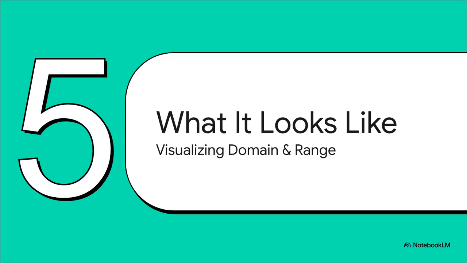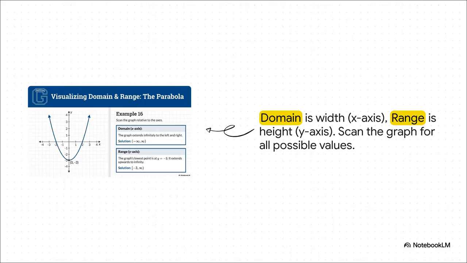Okay, we've mastered the algebra. Now for the fun part, the payoff. Let's move away from the equations and see what domain and range actually look like on a graph. This is often where it all just clicks. Check out this parabola. For the domain, just ask yourself, how wide does it get? Those arrows show it's going left forever and right forever, so it covers the entire x-axis. Domain, all real numbers.